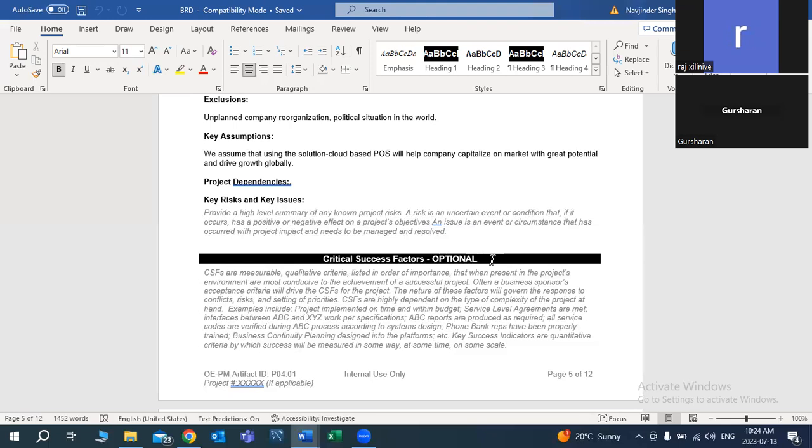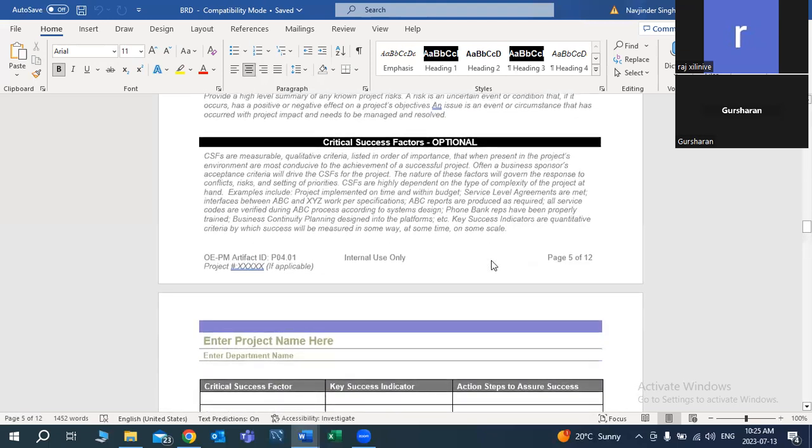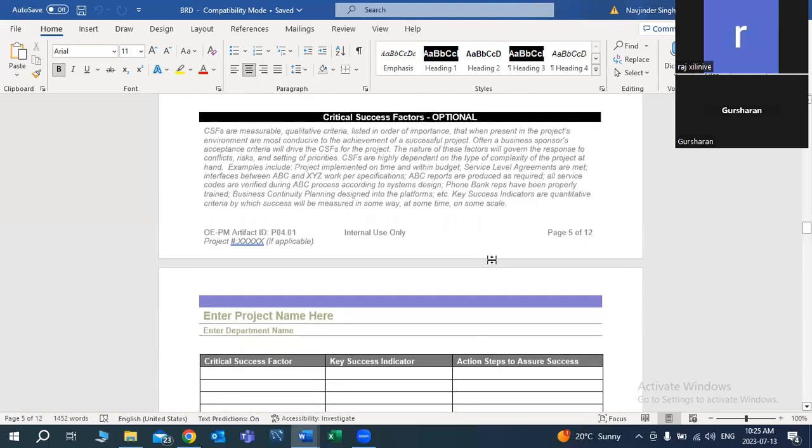Next, followed by this, what are the key risks and issues involved in it? Risk can be of anything, right? It could be a budget risk, a schedule risk, an operational risk, a regulatory risk, etc. All these things come under key risks, followed by key issues. Understood? Clear?